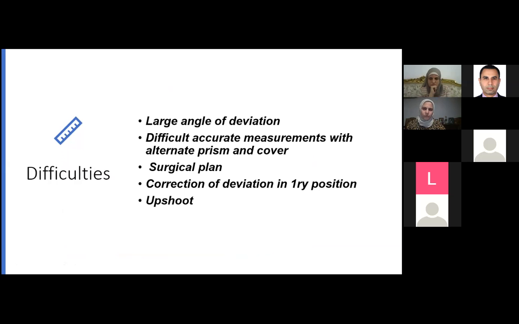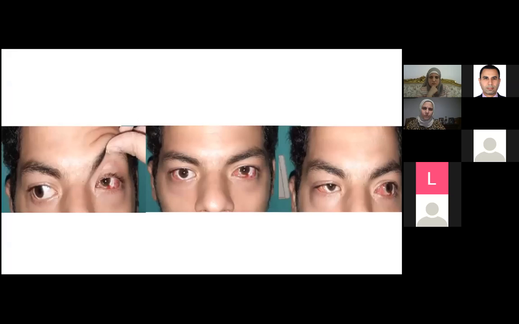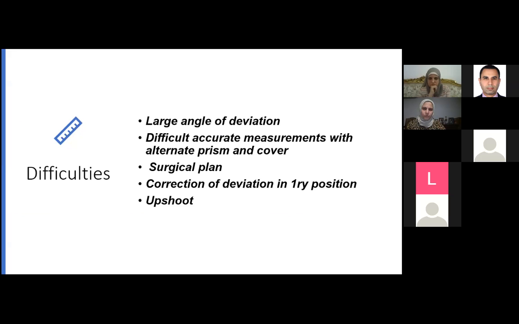Then my surgical plan: my main aim was to correct the deviation in the primary position and to correct the upshoot. What is the surgical plan? I decided on lateral rectus recession with Y splitting to release the tightness on the lateral recti, but this would not be enough to correct this large angle of deviation. So I added medial rectus resection, about 5.5 mm. This would solve the problem or make it much less.